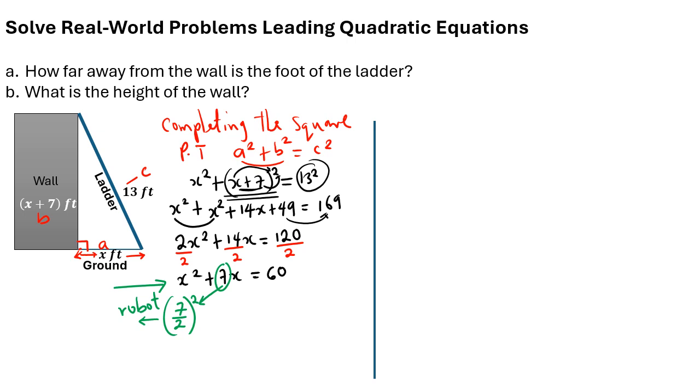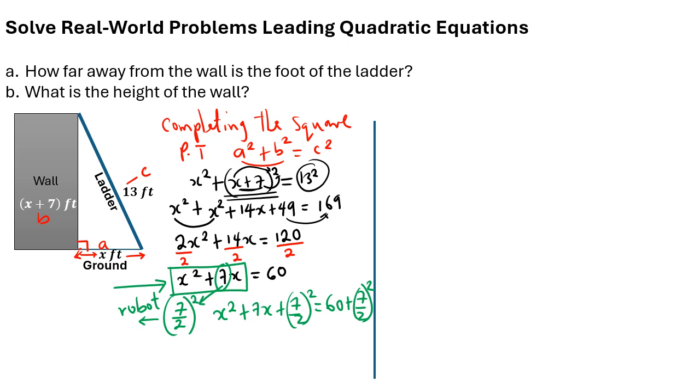So this robot here is going to help me solve this problem, to complete the square on the left hand side. So this is what I'm looking for. This is going to be x squared plus 7x, and I'm going to add that quantity, which is 7 over 2 all squared, and that is equal to 60 plus 7 over 2 all squared.